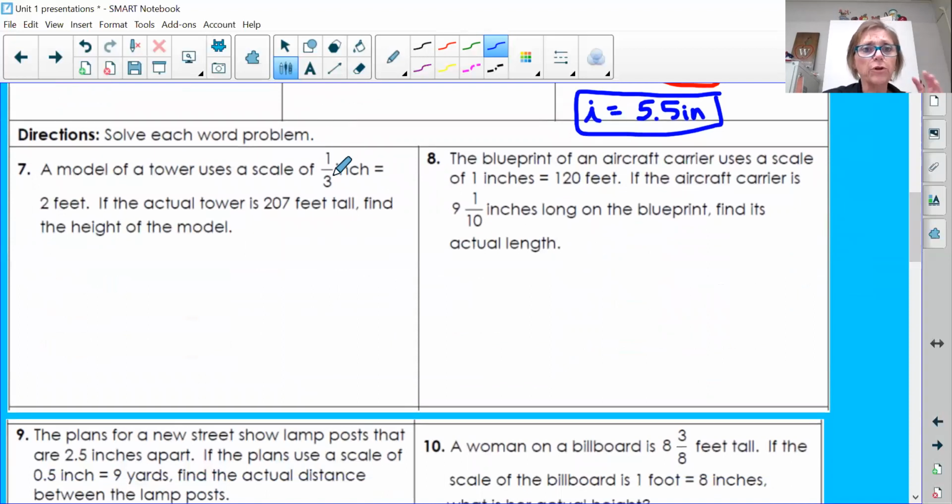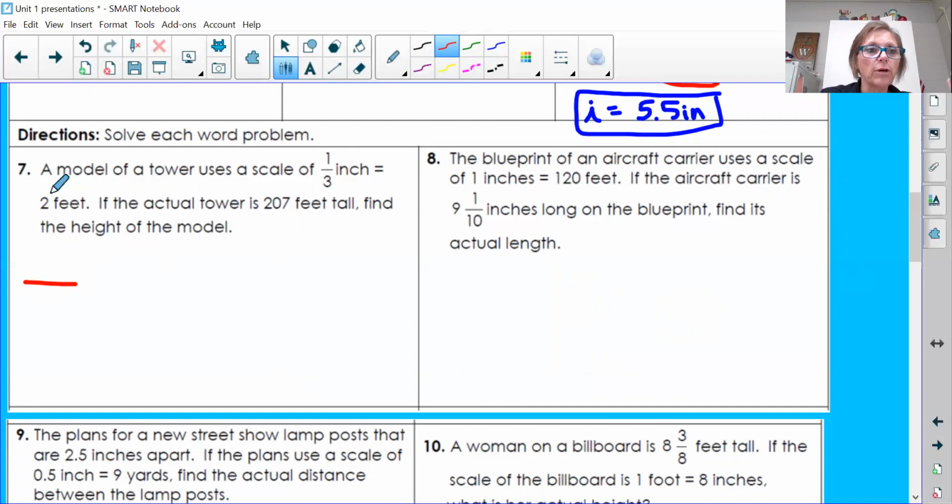Okay, 1/3. If you type 1/3 into a calculator, 1 divided by 3, you will get a long repeating decimal, which you cannot use. Okay, so Ms. Williams, what do I do? I cannot use a repeating decimal. Okay, here's what you have to do.